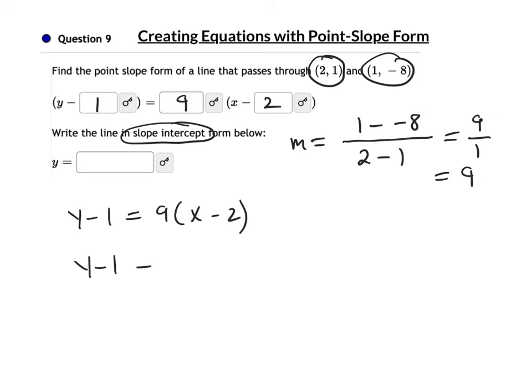y minus 1 equals 9x minus 18. Distribute, take the 9 to both. Add 1 to both sides, and y will equal 9x minus 17.